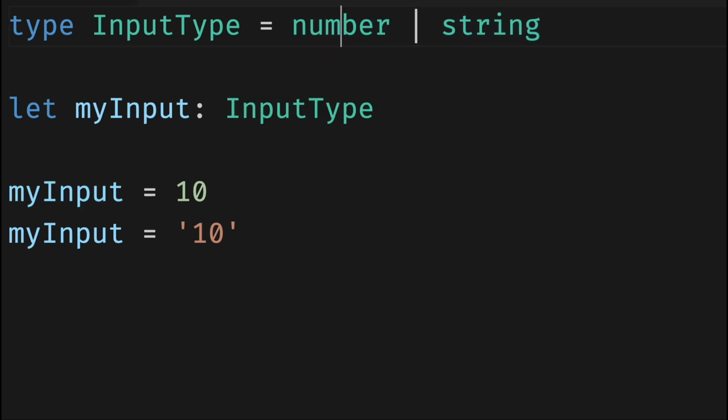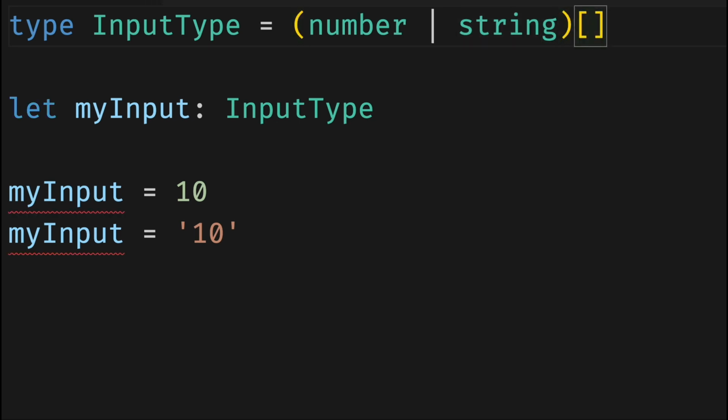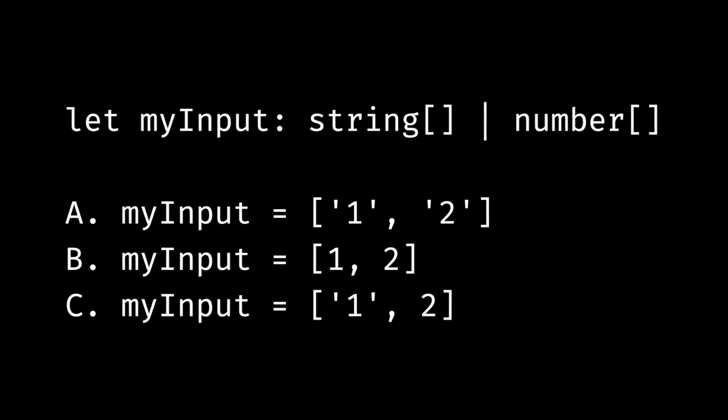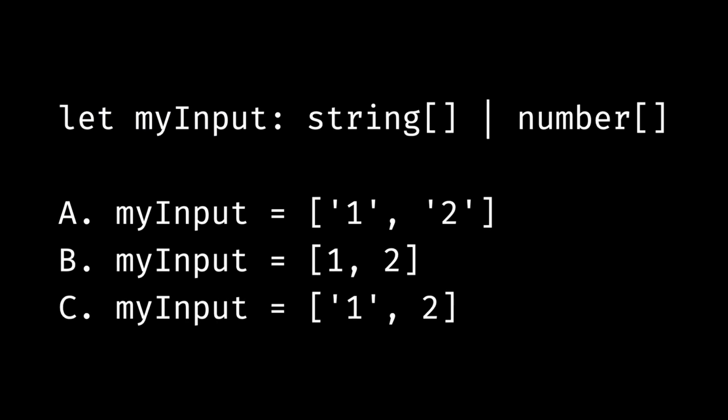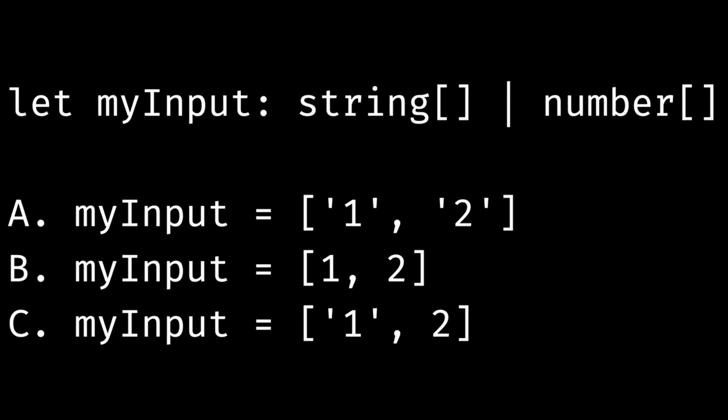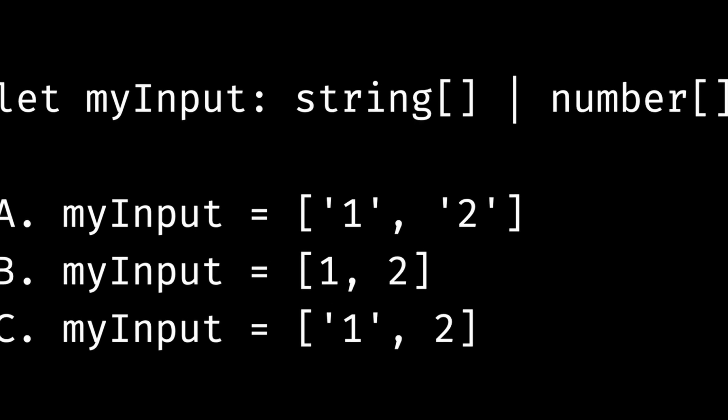To make it more obvious, we can use parentheses. This is necessary when we define an array of union. Otherwise, we mean a number and a string array. Here is a question. Which one is not allowed? Why? Answer in the comment below.